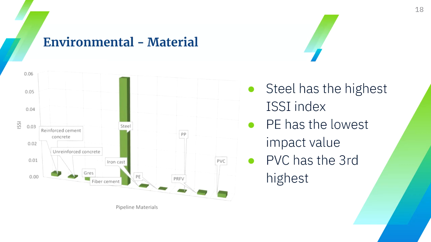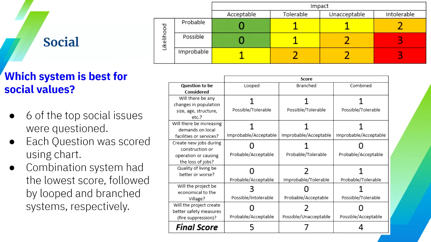PVC is the most optimal choice for material for the pipes. So now we're going to present the social impacts. As mentioned before in the methodology section, we took a look at 6 social impact questions that we wanted to put numbers to according to how we felt about each.